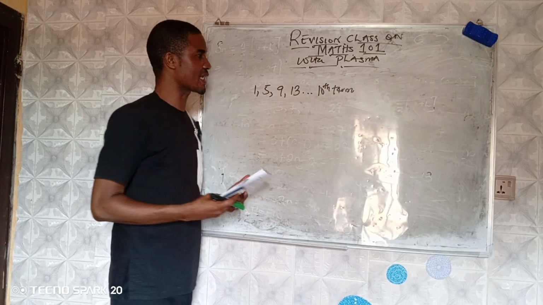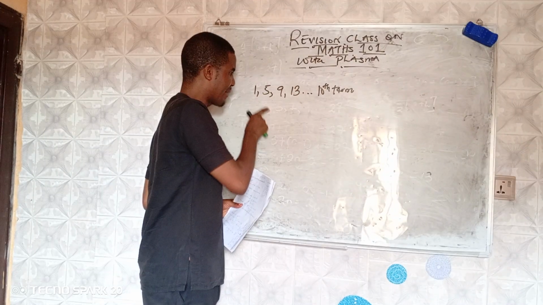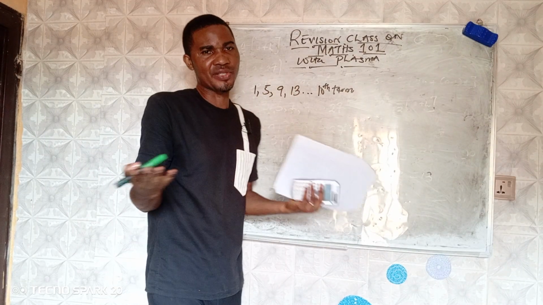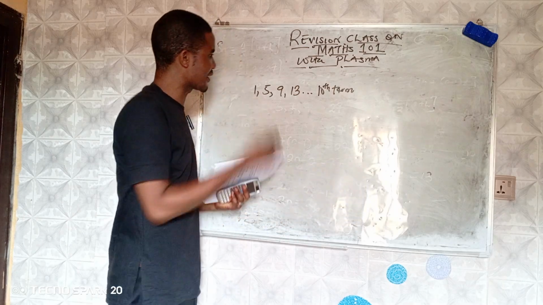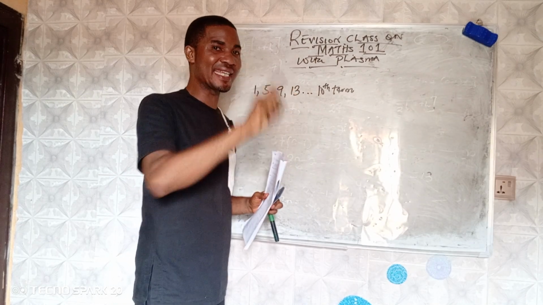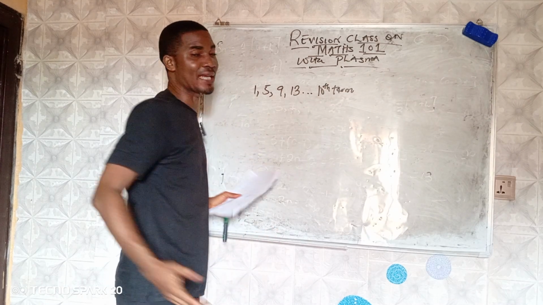First of all, I know that this sequence is an AP. How? 5 minus 1 is 4. 9 minus 5 is 4. 13 minus 9 is 4. It has a common difference, so it's an AP. Now, they asked me to find the sum. 10th term means that the value of n here is 10. So, if they have given me the value of n, that means I don't have the last term.